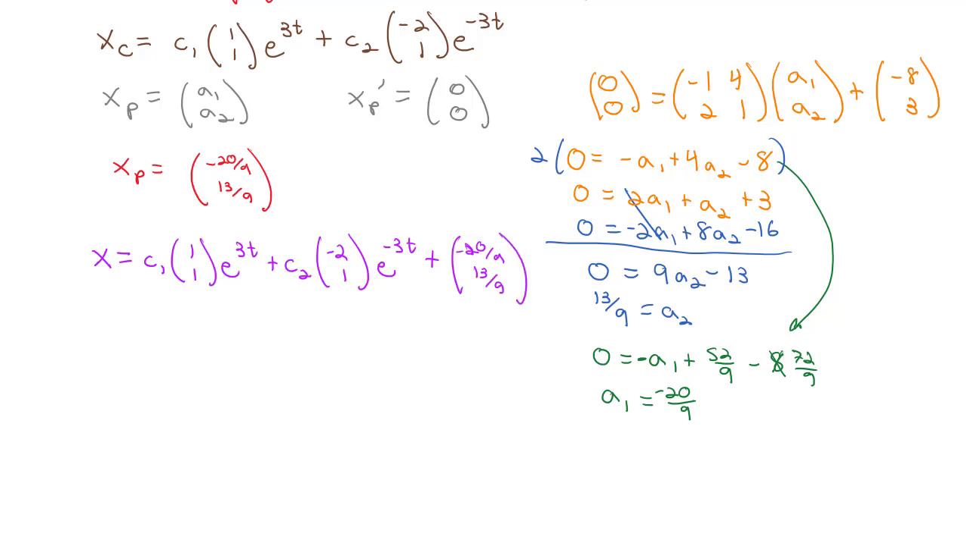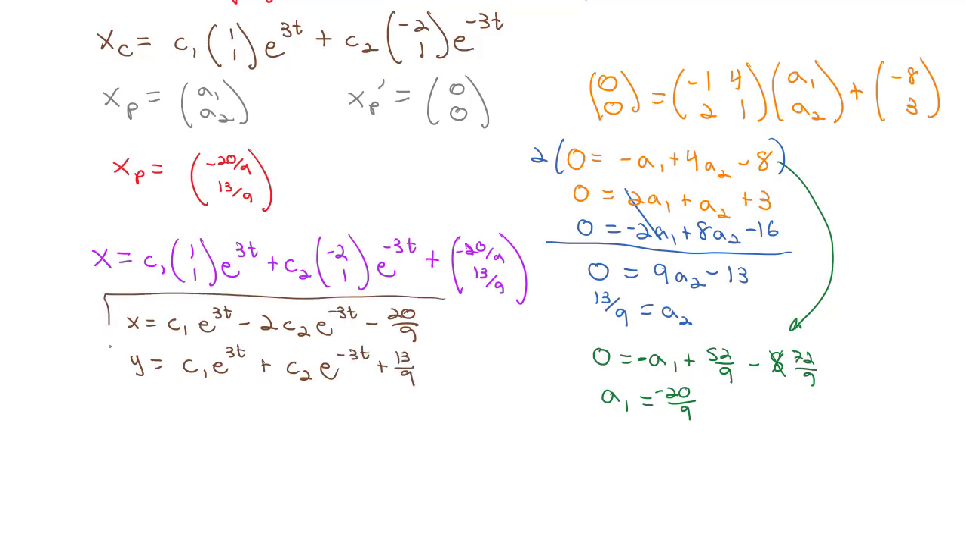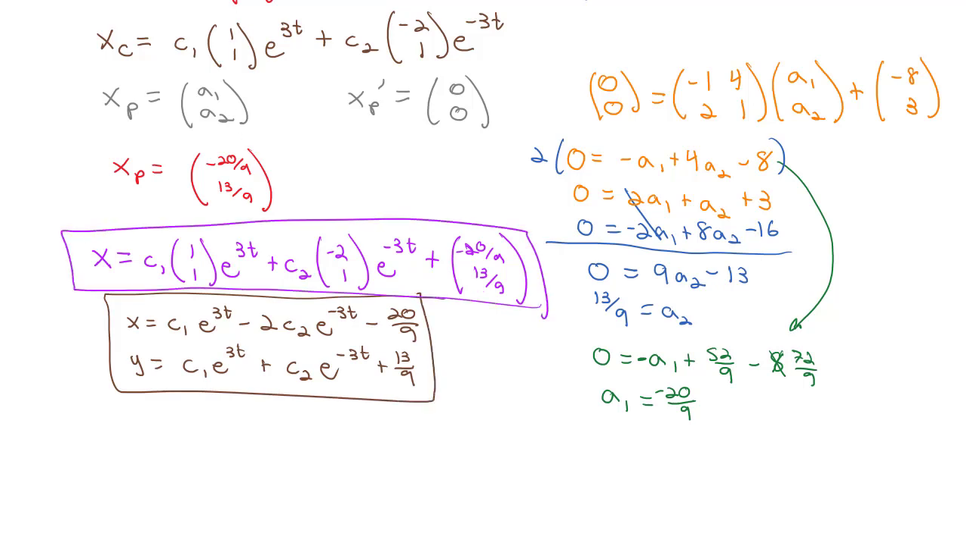Or if we wanted to write it back in terms of our x and our y's, the x of t is equal to c1 times 1 e to the 3t minus 2 c2 e to the -3t minus 20 over 9. And the y of t would be c1 e to the 3t plus c2 e to the -3t plus 13 over 9. And depending on the format the problem wanted for our solution, we have now solved our system of equations.